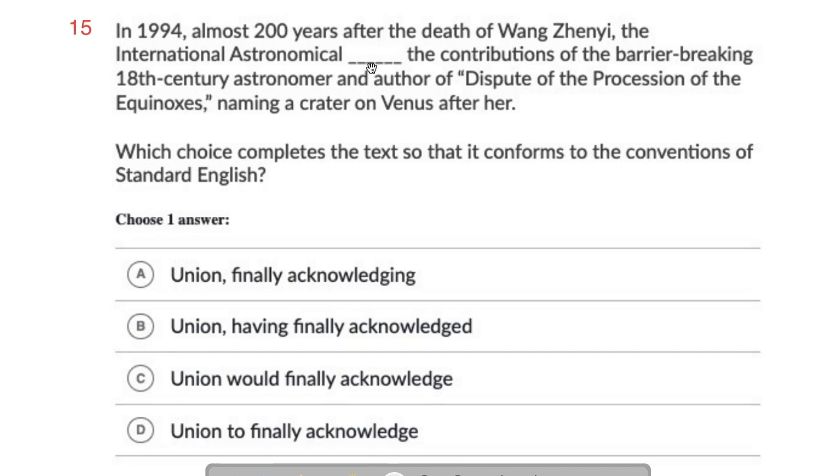In 1994, almost 200 years after the death of Wang Zhenyi, I don't know how to pronounce that, the International Astronomical Union blank the contributions of the barrier-breaking 18th century astronomer and author of Dispute of the Precession of the Equinoxes, naming a crater after her. Okay, so we don't need that. We need to figure out the verb form. Almost 200 years after the death of this person, the International Astronomical Union.